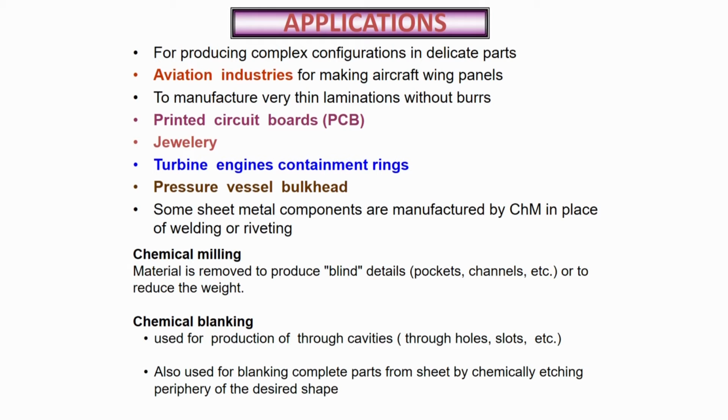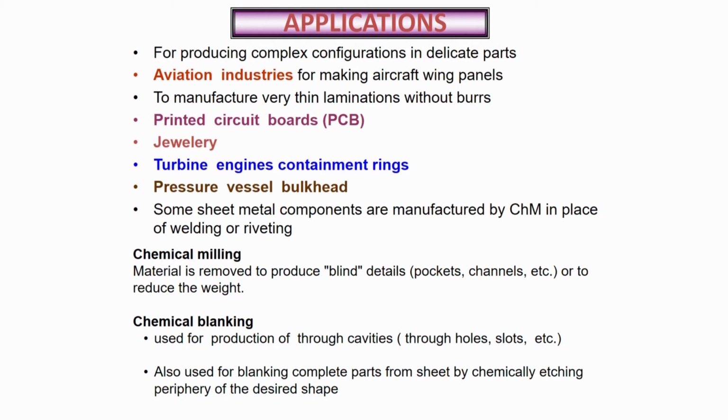Some sheet metal components are also manufactured by the chemical machining process. If you make a component with a single sheet by chemical machining, you can make a total component or product. So you can avoid welding or riveting, all such operations where the strength of the base material is weakened. You can do the chemical machining operation and make certain products.